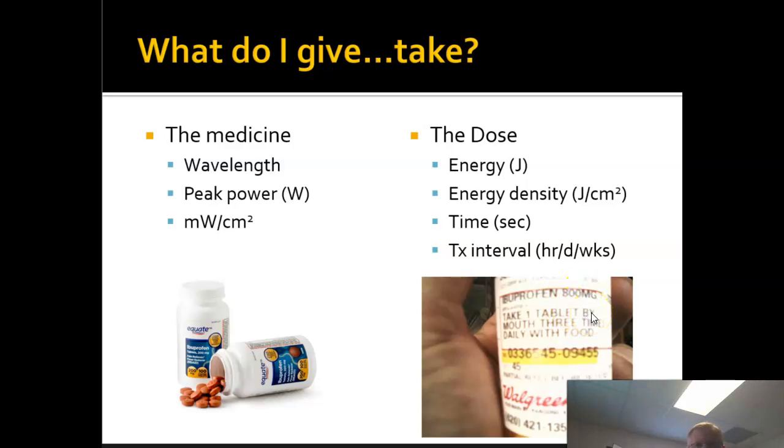So hopefully the dose concept, and we can talk about it a little more in class, is understandable, that it's just based on the type of laser that you have, and just like it's based on the type of pill that you have. Am I going to take 3 pills, 4 pills? Am I going to take 1 pill, kind of thing?